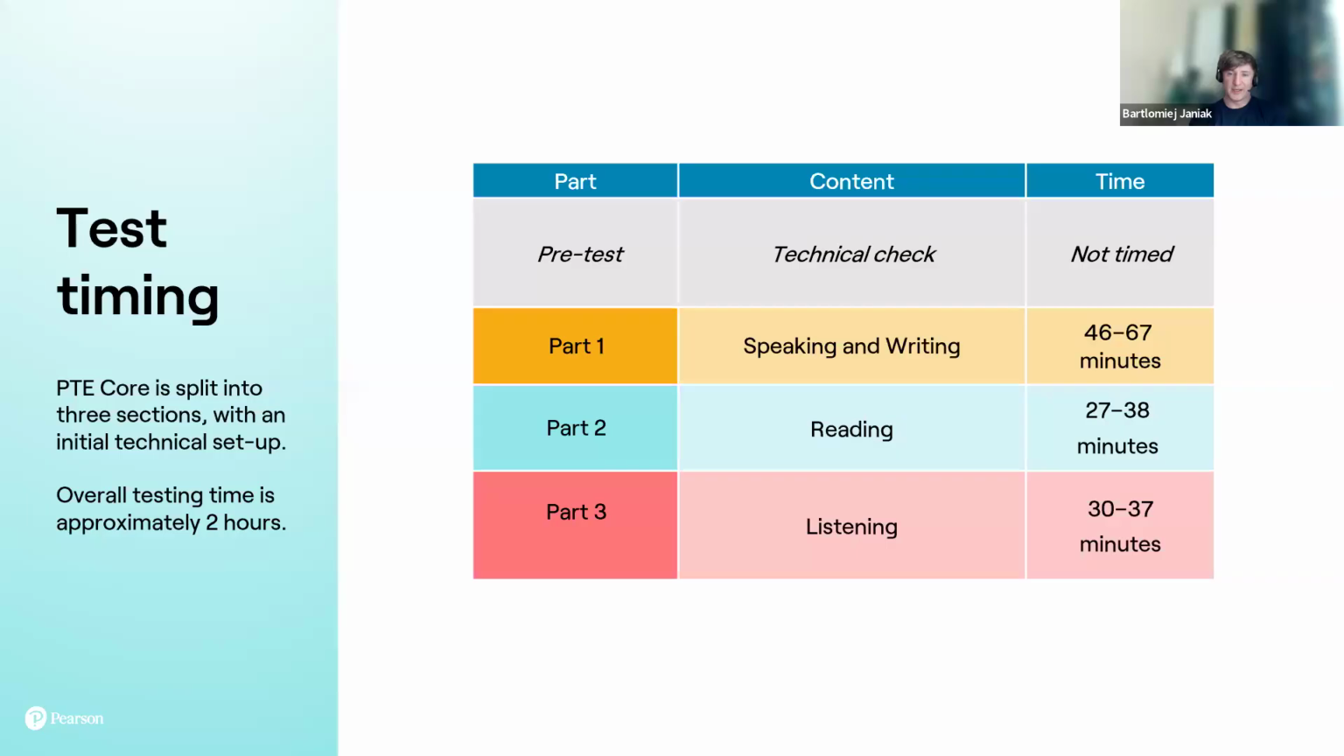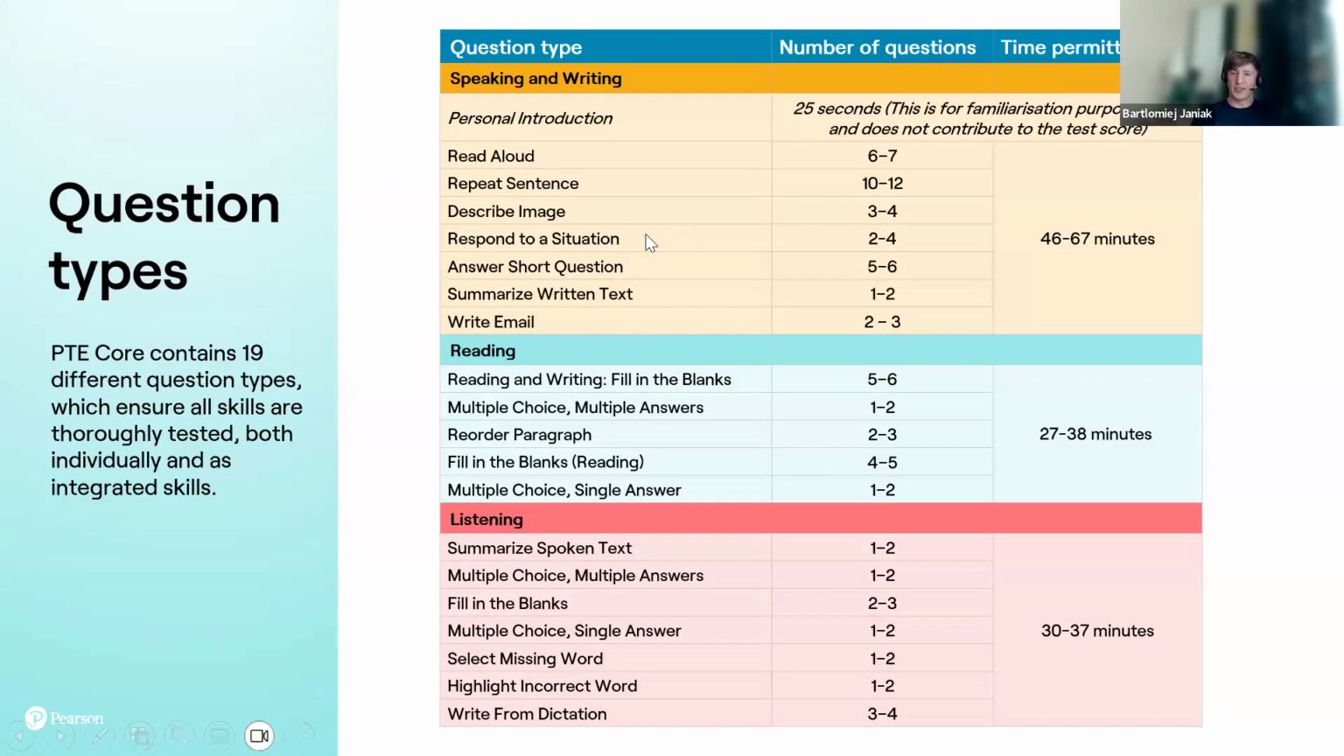The test format. This is what you need to know about the test format. This is what you'll see in the PTE Core test tips, and in the PTE Core score guide. You'll have speaking, writing, reading, and listening. And these are the question types.